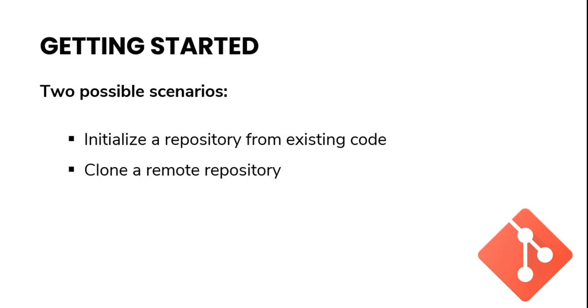So we are going to take this one after the other. We'll first initialize the repository from existing code. So we'll go to our system right now, create some files, and initialize the Git repository in it, and see how we can use Git.